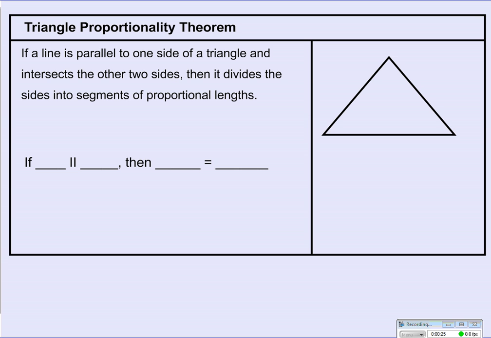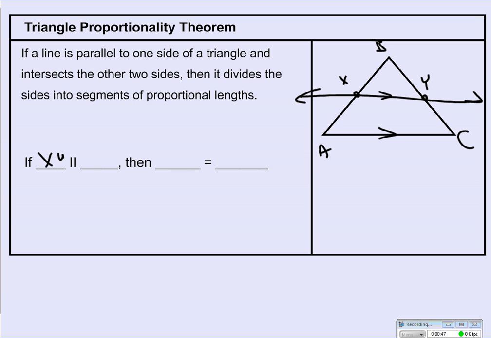So start with this, triangle proportionality theorem. If I got a triangle, I draw a line through the triangle. So I've got triangle ABC. I draw a line through the triangle. The line is parallel to one side. All right, that's the important part. The line is parallel to one side. When I do that, here's what happens.